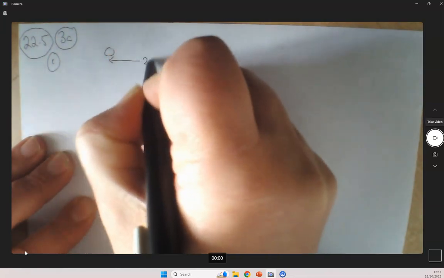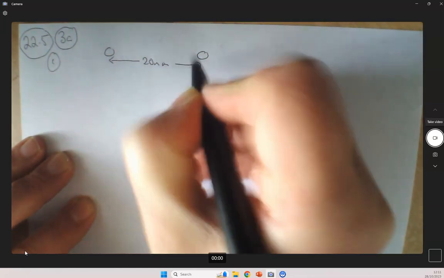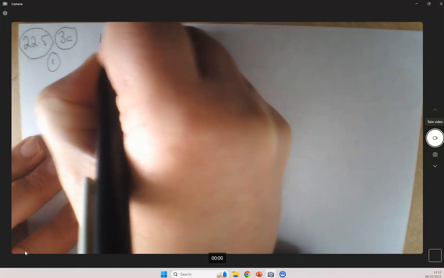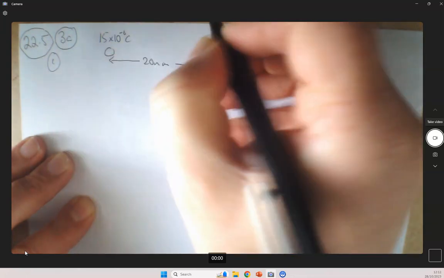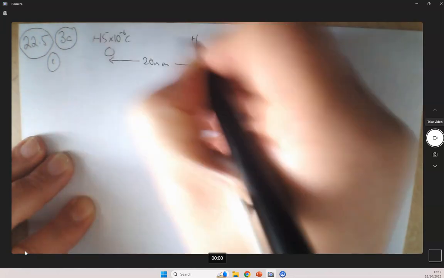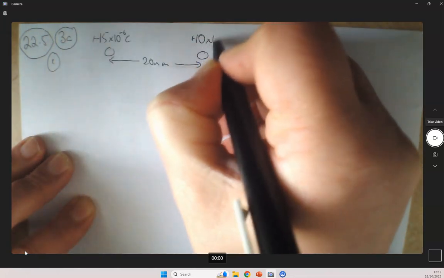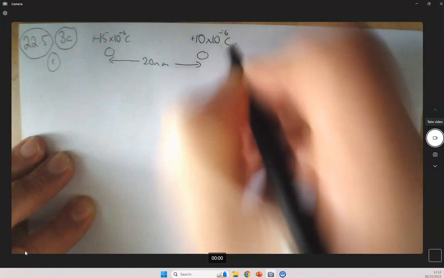So what we've got as a setup then is 2 point charges. We've been told the separation between them is 20 millimeters. This one has a charge of 15 microcoulombs, and this one has a charge of plus 10 microcoulombs.